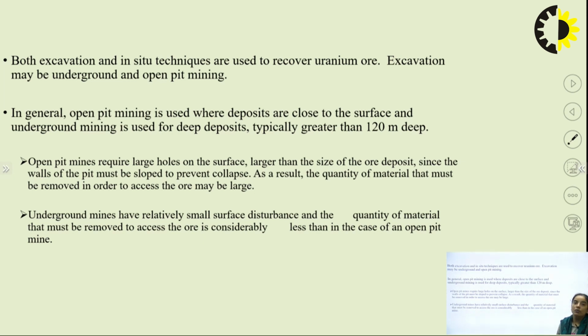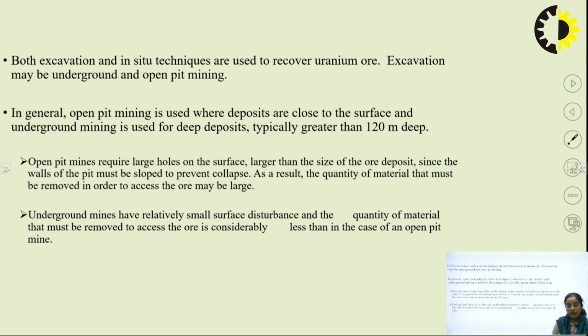How is uranium ore recovered from the mines? There are two processes. One process is excavation and the second is in situ techniques. Excavation may be underground or open pit mining. In general, open pit mining is used where deposits are close to the surface, and underground mining is used for very deep deposits.